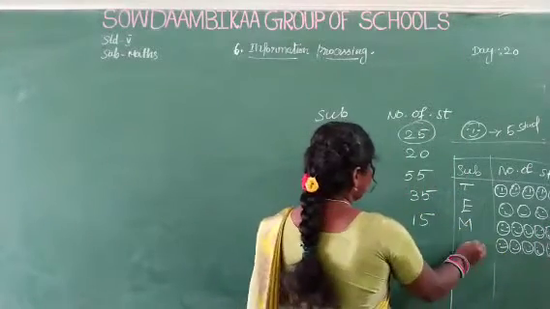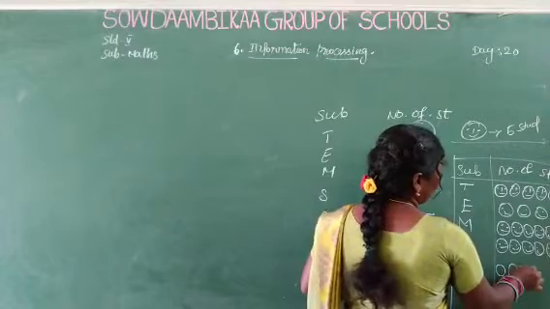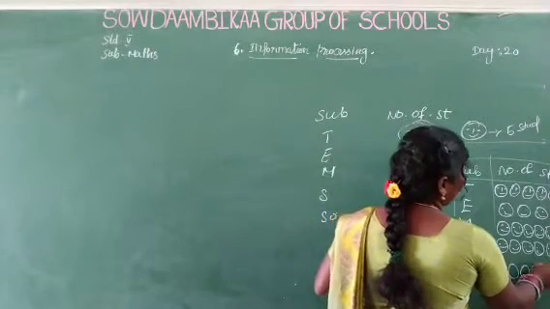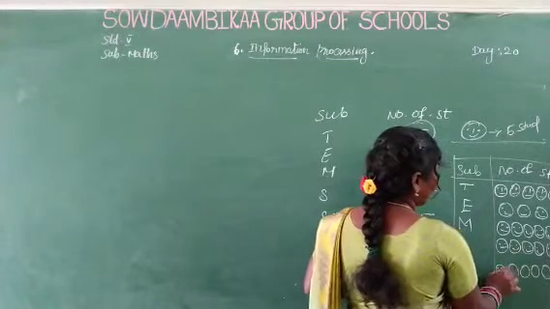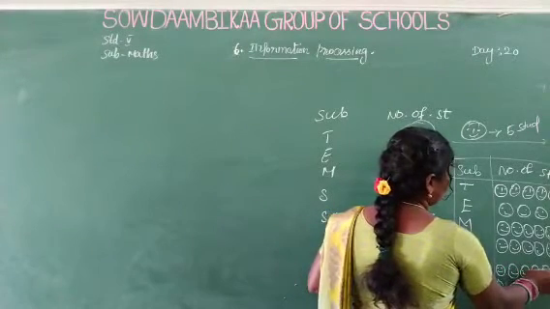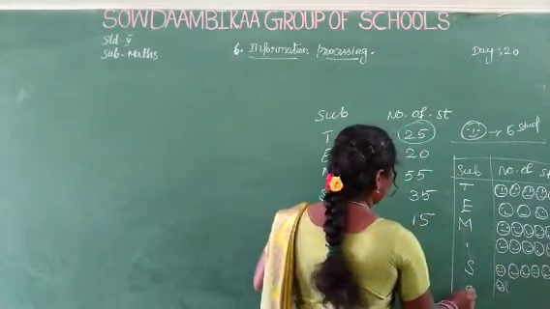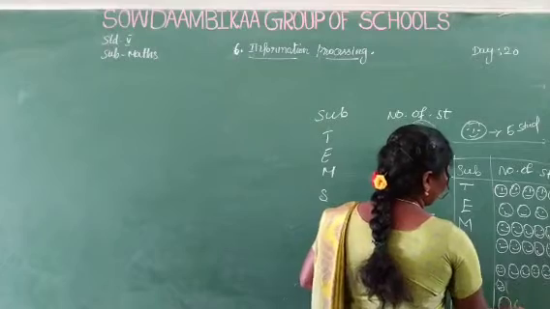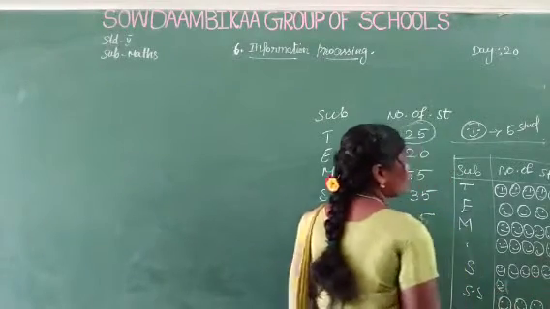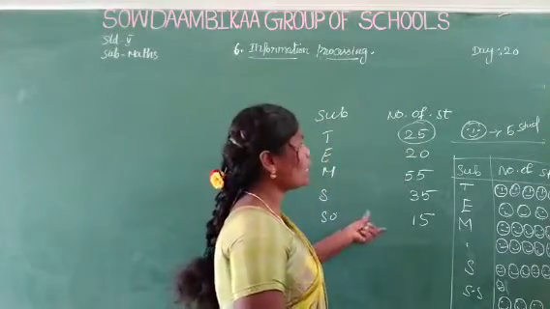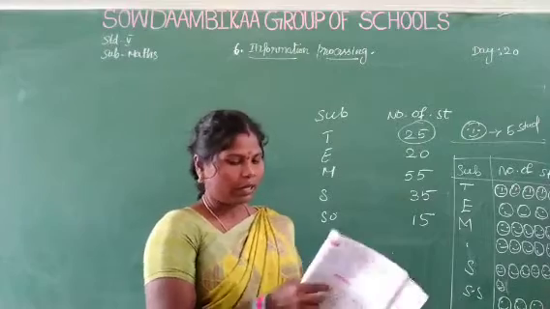Next, Science, how much? 35. 5, 10, 15, 20, 25, 30, 35, 35 only. Next, Social, 5, 10, 15. Okay. The collection of data represented in pictures is called the pictograph. Next.